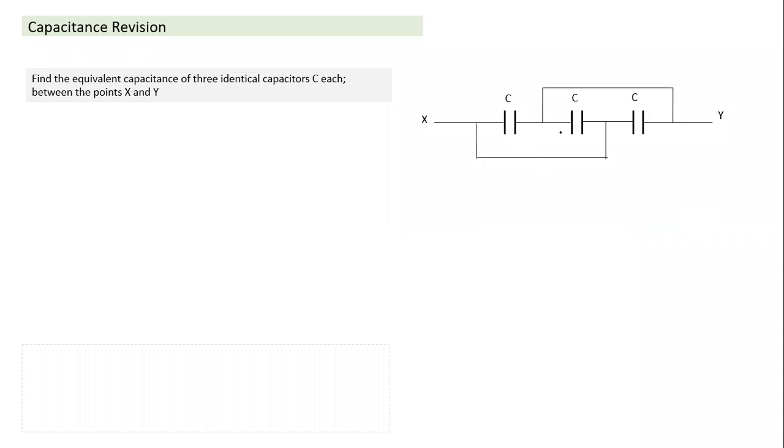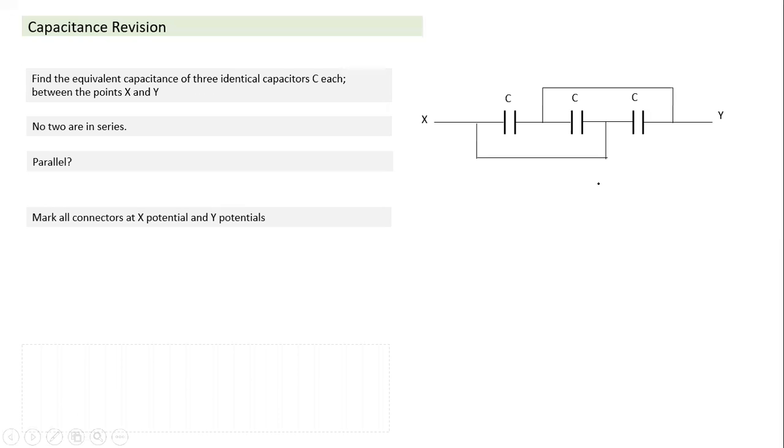So what is the equivalent capacitance here? I think all of you should recall. If I look at this, they are not in series. Are they in parallel? They do not appear to be parallel. They are actually in parallel. How do we identify parallel? We mark all points connected to potential X.